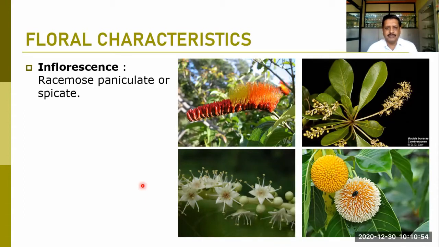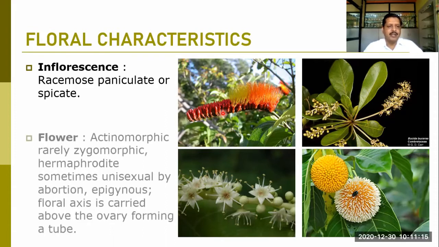But a simple raceme is not observed in this family. Instead, in most of the members, it is a compound type of inflorescence. It may be called paniculate inflorescence or globose inflorescence. Such branched types of racemose inflorescences can be observed in this family.